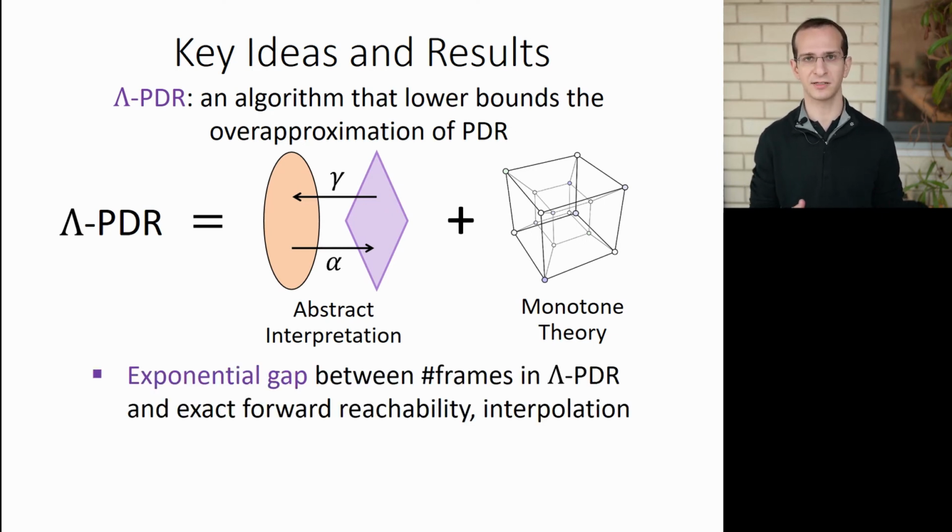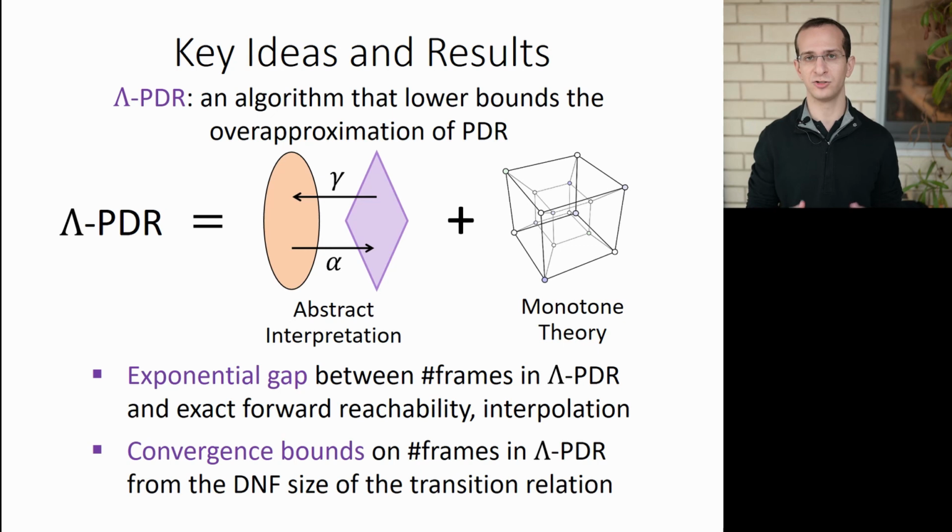We showed that this abstract interpretation procedure can lead to significant overapproximation, at times an exponential gap between the number of frames required for lambda PDR to find an invariant and the number of iterations required for exact forward reachability to do the same. Also, we have a similar gap between lambda PDR and the variant of model-based, interpolation-based invariant inference, demonstrating that this overapproximation is really something special in PDR.